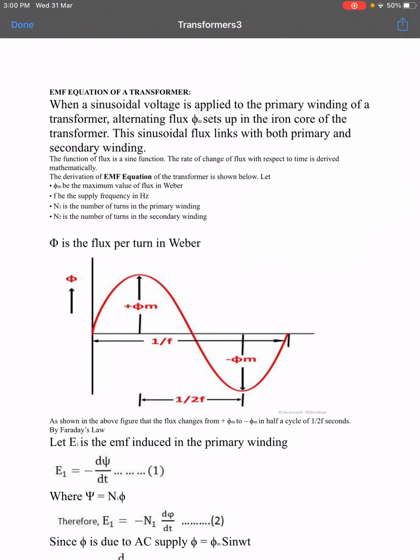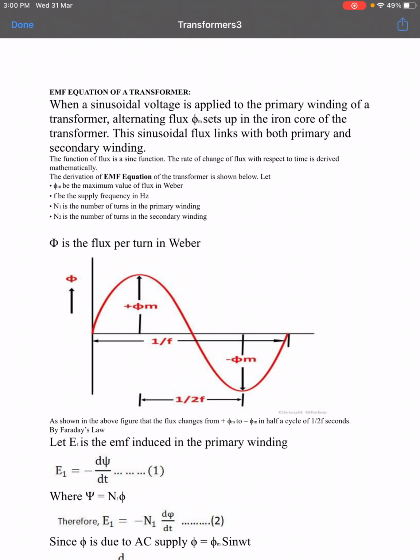Today I'll explain the EMF equation of a transformer. In a transformer we will get a sinusoidal flux. How will we get the sinusoidal flux? For the transformer input, we apply a sinusoidal voltage. When we apply a sinusoidal voltage, the primary winding of the transformer will get an alternating flux in the magnetic iron core. So the sinusoidal flux links with both the primary and secondary winding.